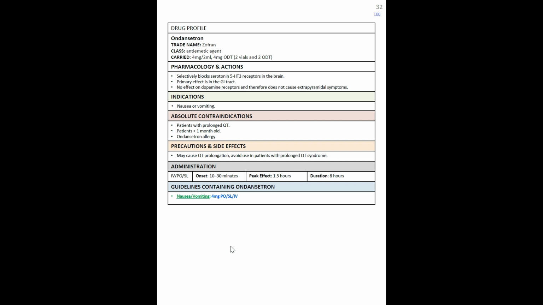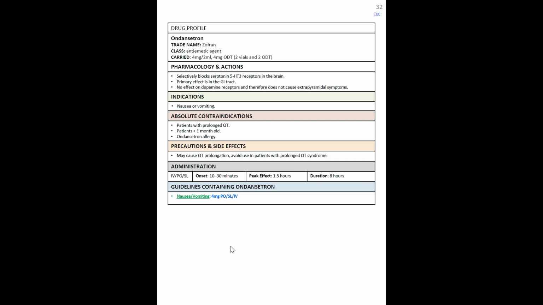Some pharmacology and actions behind how Zofran really works is it selectively blocks serotonin 5-HT3 receptors in the brain. It does not have a direct effect of dopamine inhibition. Therefore, it doesn't cause these things called extrapyramidal symptoms or reactions, which is basically uncontrollable movements of the eyes, the neck, a protruding tongue, different things like that.